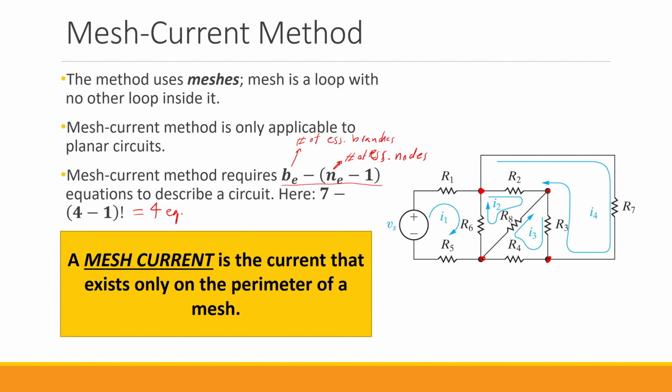So now that we have this, let's just see what is the formal definition of a mesh current. A mesh current is the current that exists only on the perimeter of a mesh. So for example, we have this mesh 1 here. I say, okay, we have current I1 for this specific mesh. This is mesh 2. I say I have current I2 for this specific mesh. Mesh 3, I have current I3 for this specific mesh. And finally we have mesh 4, which I say I have current I4 for this specific mesh.